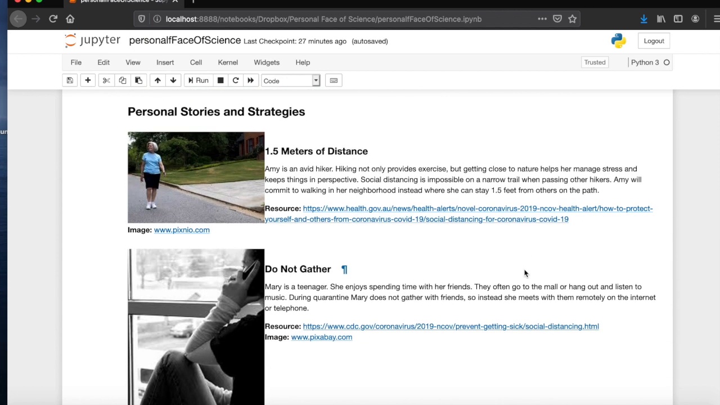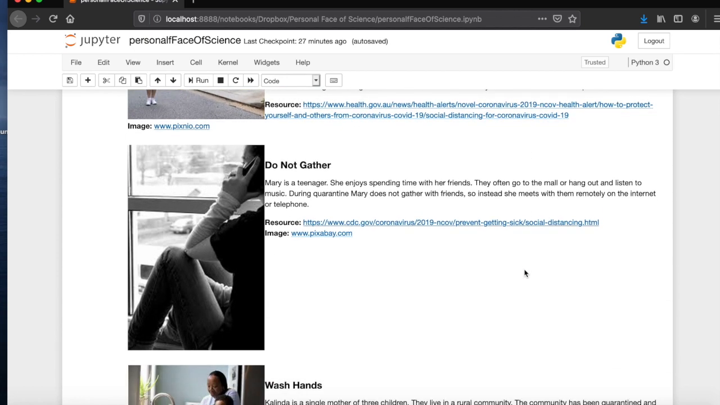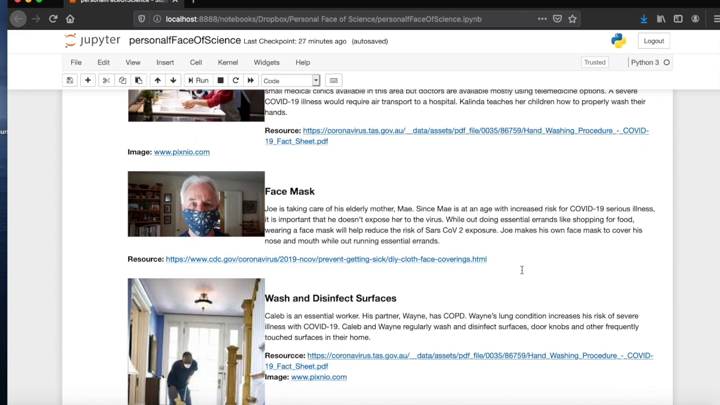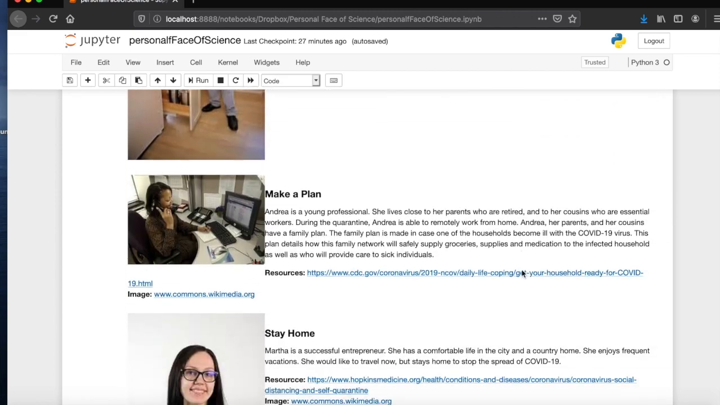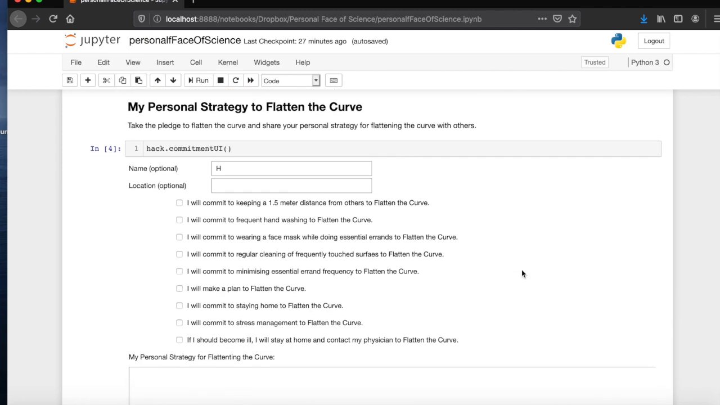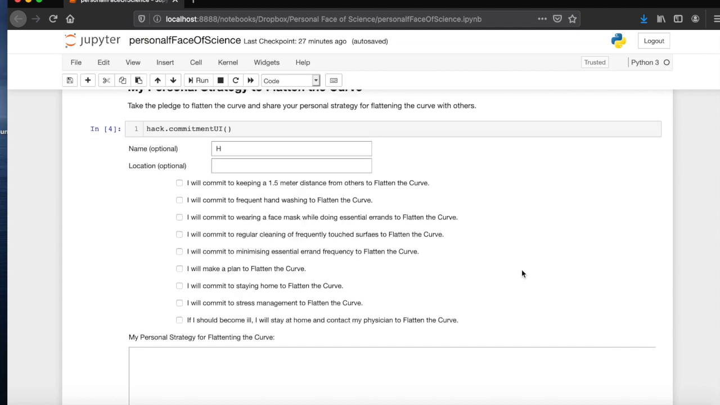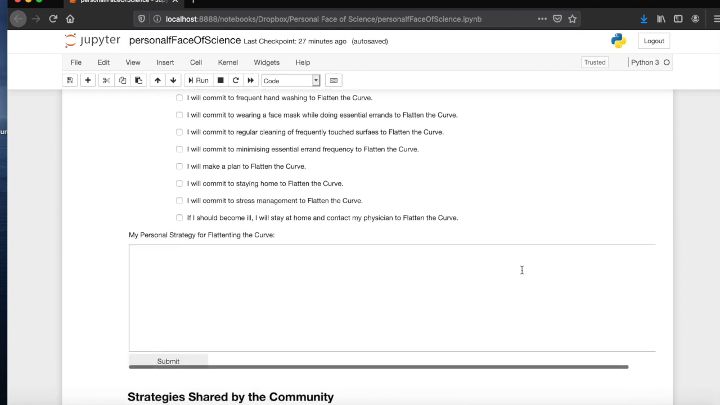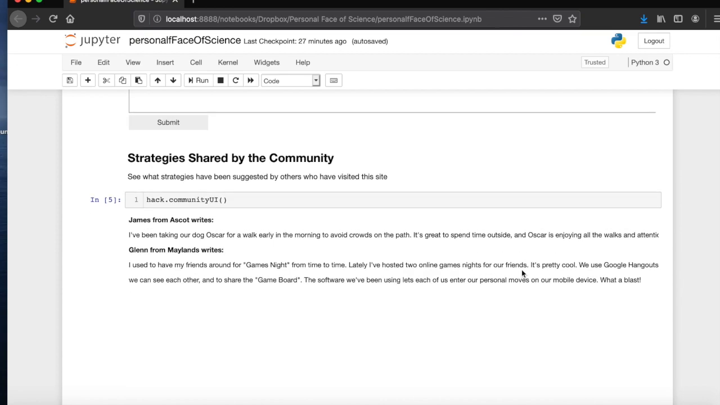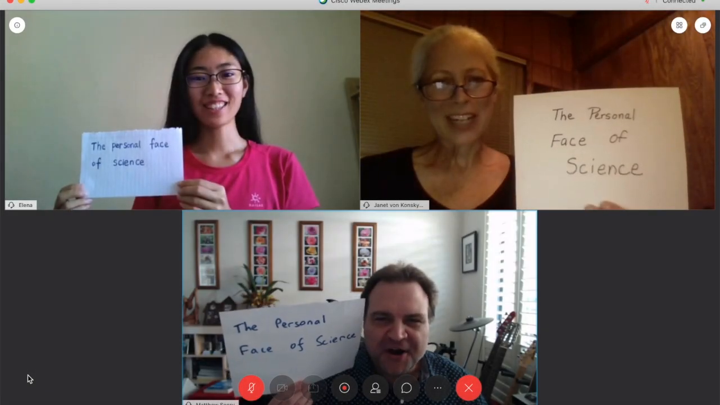Then we have vignettes and stories showing strategies taken by various individuals that might impact my own behavior. And finally, after I've read these and had access to the various resources that are described, I can take a pledge and share my own strategy for flattening the curve and see the strategies that have been suggested by others. Flatten the curve!